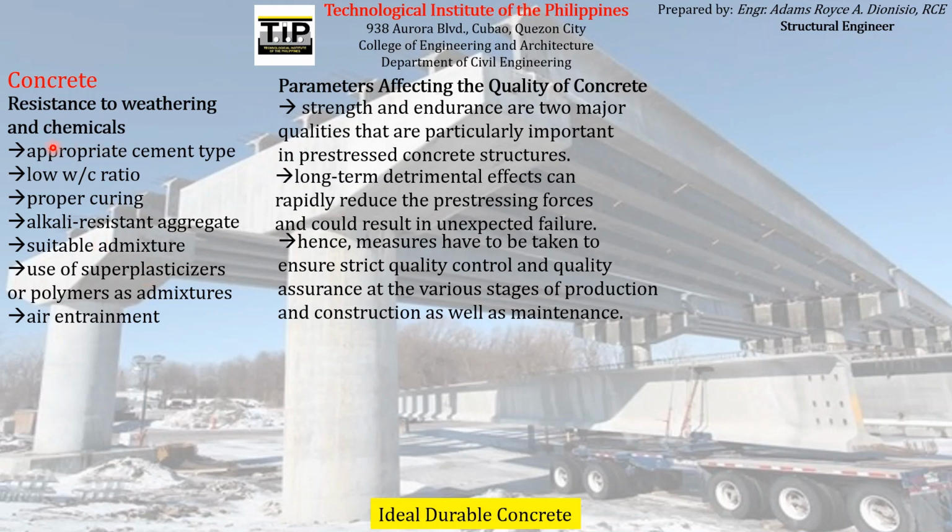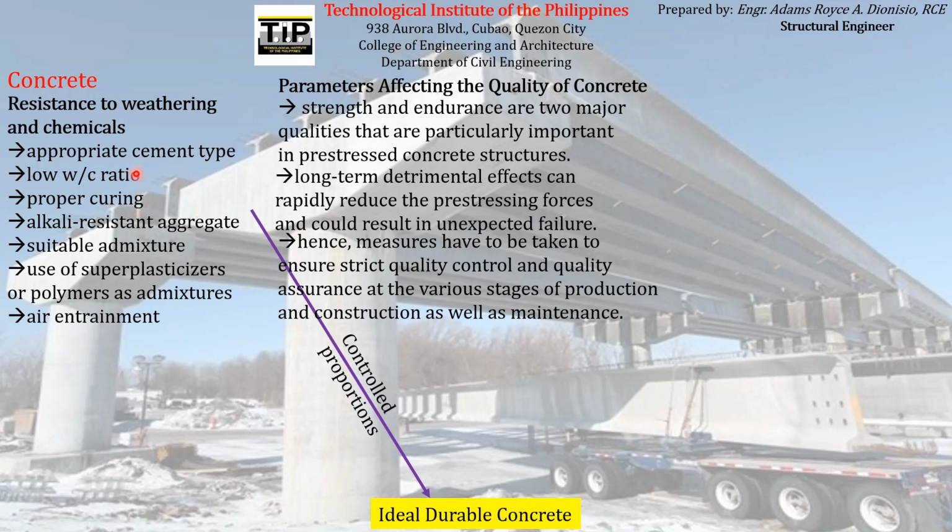First on the list, we must ensure that an appropriate cement type is used in the concrete. We must ensure that there is a low water-cement ratio. We must ensure that there is proper curing. We must ensure that our aggregate is alkali resistant. There are suitable admixtures, or we use superplasticizers or polymer admixtures, and there is air entrainment. So given that we already have all of this, therefore we can ensure that our concrete will be ideal and durable, together with controlled proportions of these things.